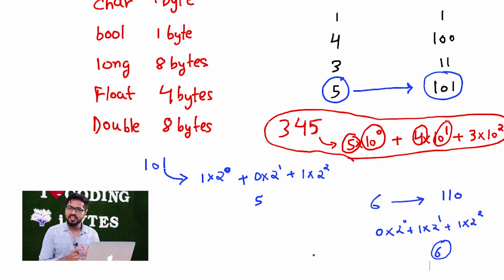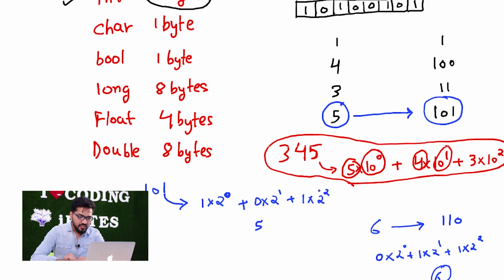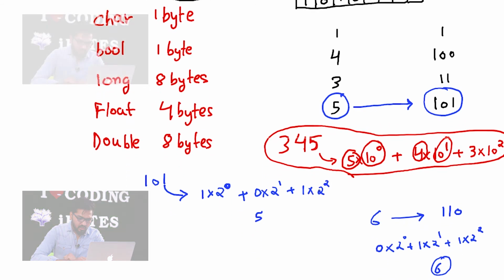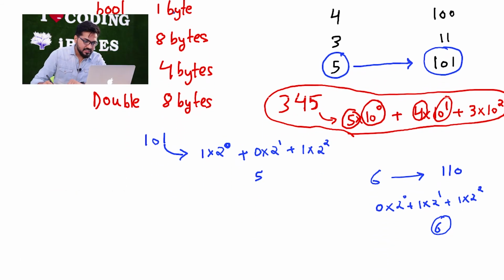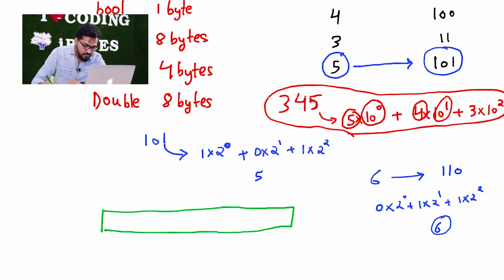Okay, definitely in coming lectures we will write a program which is able to convert a decimal into binary and binary into decimal. So don't worry about that, but as of now just understand that every decimal number can be converted into a binary number, right? So this is how it is stored. So as I said, an integer needs 4 bytes, so that means there are going to be 32 bits. Okay, so 8 bits for each byte, so total 32 bits, right?